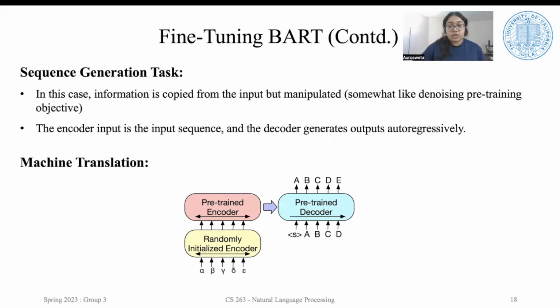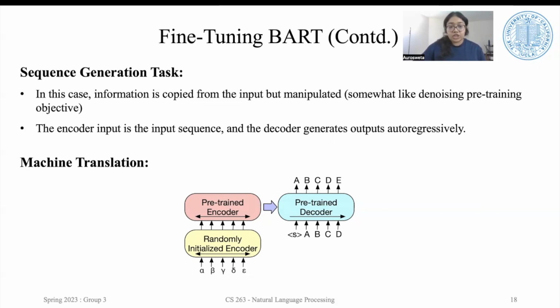Now, coming to sequence generation, BART has an autoregressive decoder as discussed by Syam. It can be directly fine-tuned for sequence generation tasks such as abstractive question answering and summarization. In both these tasks, information is copied from the input but manipulated, which is closely related to the denoising pre-training objective. Here, the encoder input is the input sequence and the decoder generates output autoregressively.